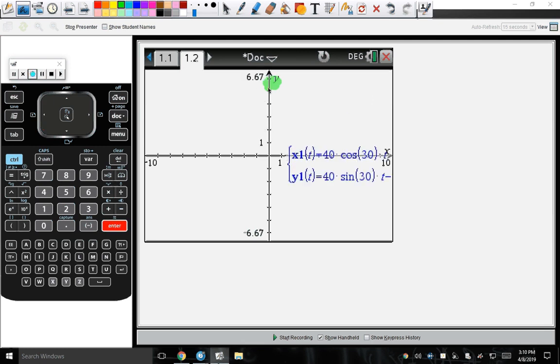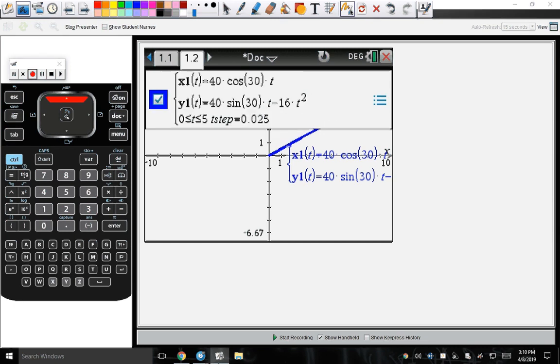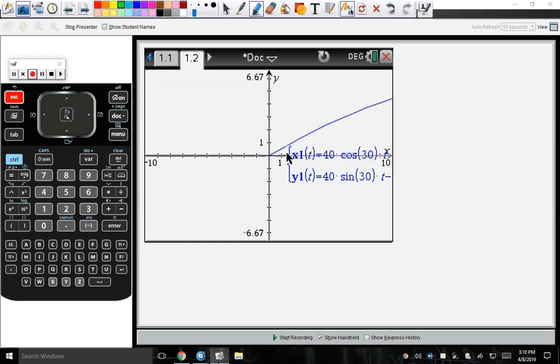Now, this is learning the calculator. This doesn't show the complete trajectory of that soccer ball. I want the whole thing. Let me press tab and go up. It's this one right here. I'm going to put 5 right there. Okay? Press escape to get rid of that thing. I want you to understand what options you have.